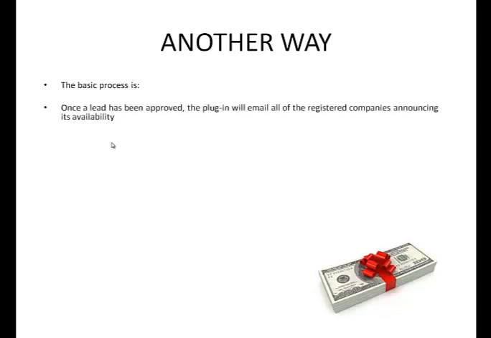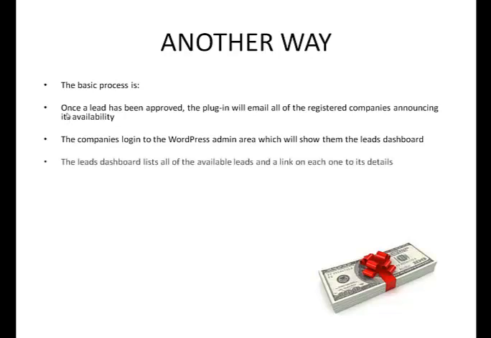So once a lead's approved in the back end on your site, the plugin will email the registered companies to announce the lead availability. The company logs into the admin area and is shown elements of that lead in the dashboard. At that point, they can choose whether to purchase the lead or not based on their requirements. In the lead dashboard, there's a list of all the leads available, and each one has a link to further details. On the details page, there's a pay button. This pay button is configured to work in your system. So a company will go in, see the information, gauge whether they want the lead or not, and pay you directly. And this is done currently through PayPal.